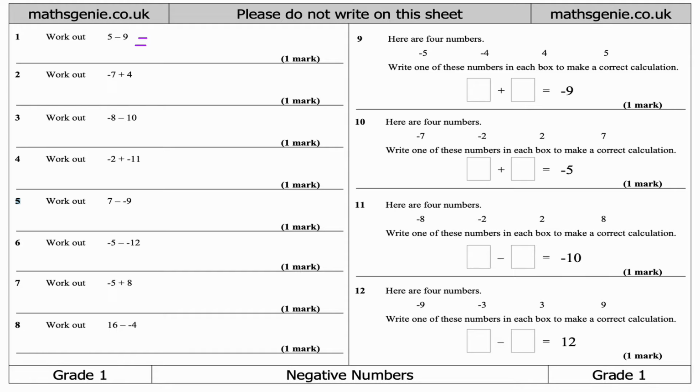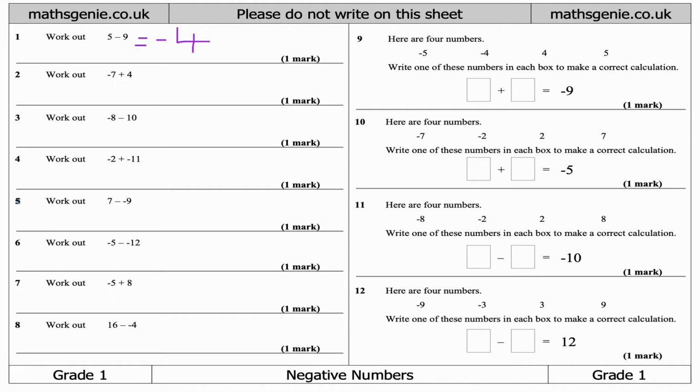Okay, this is question number 1, guys. Work out 5 take away 9. So using a number line, we can work this out. 5 take away 9, guys. I start at 5 and then I go to the left 9. I get the answer of negative 4, because I'm taking more than I have, hence why I get this minus 4.